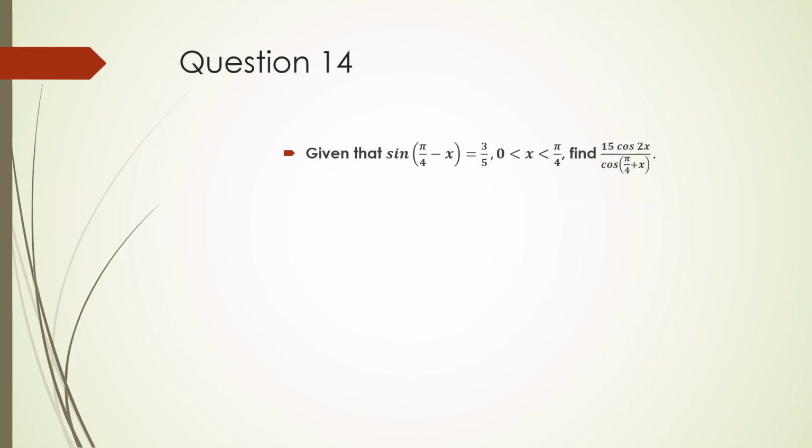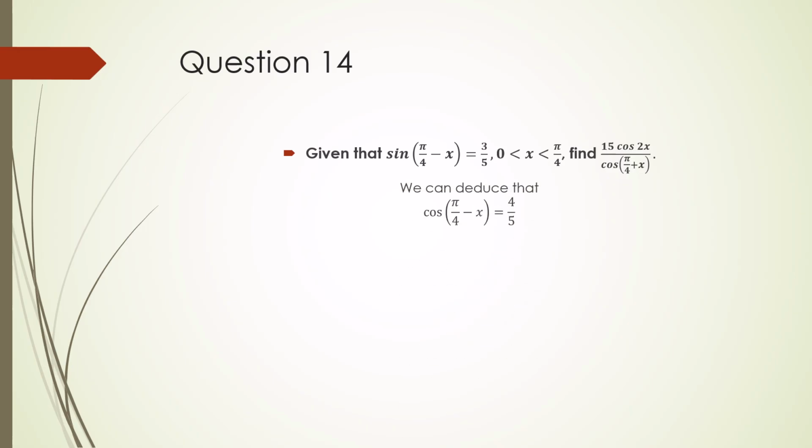Given the equation sine of (pi over 4 minus x) is equal to 3 over 5, where x is between 0 and pi over 4, we're supposed to find 15 cosine 2x over cosine of (pi over 4 plus x), and that seems to be a pretty complicated fraction. So let us just gather what we have first.